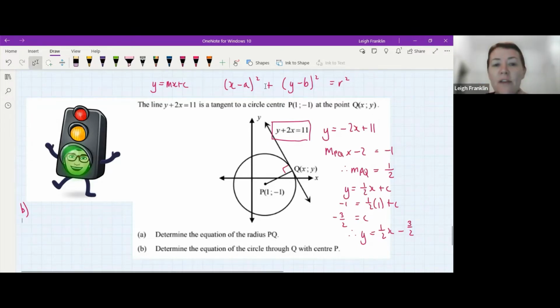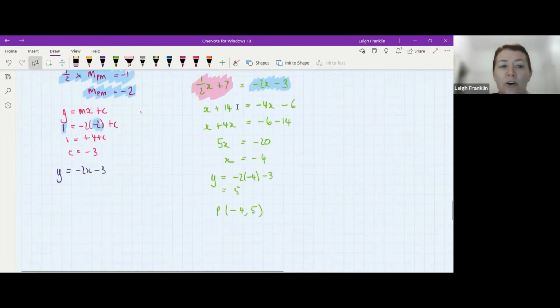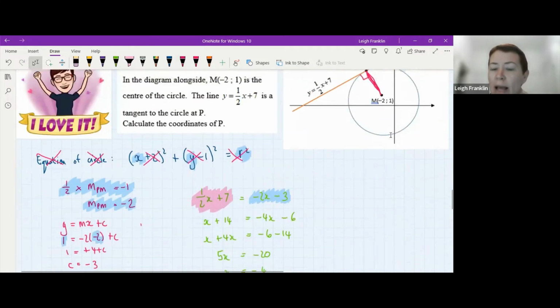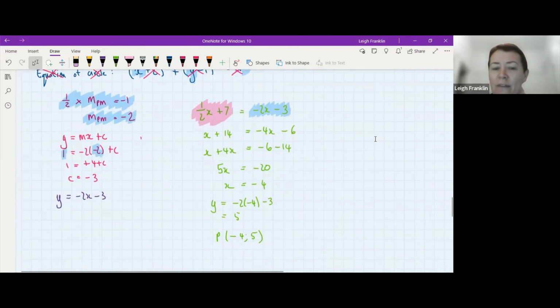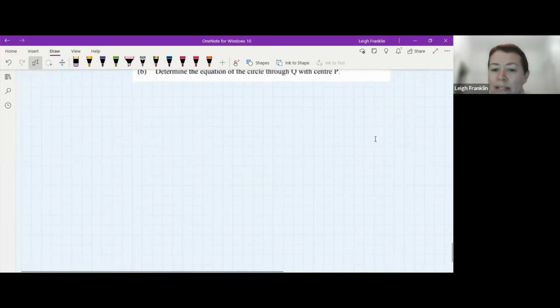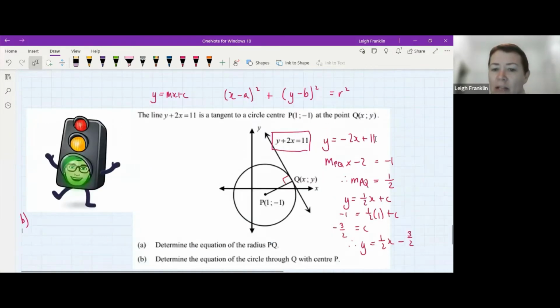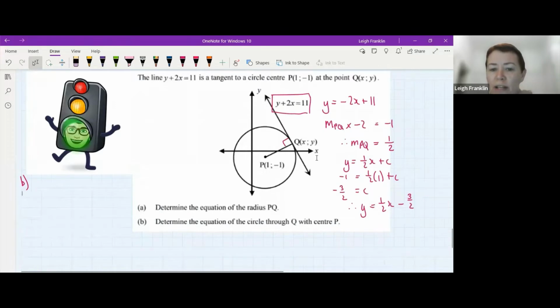Okay, so the reason that we couldn't work with the equation of the circle in this question is because the coordinates of P were missing. We didn't have enough information. Whereas now, do we have enough information to be able to work out the coordinates of Q? No, we don't have the coordinates of Q. So is there another way that we could work out the equation of the circle?